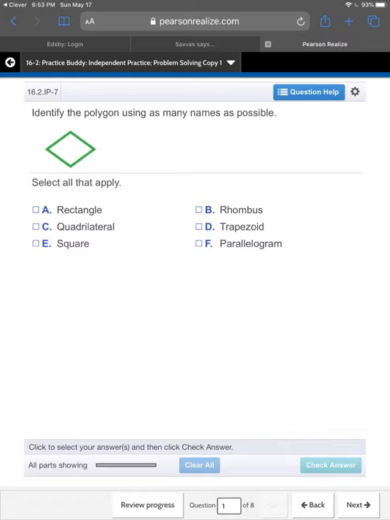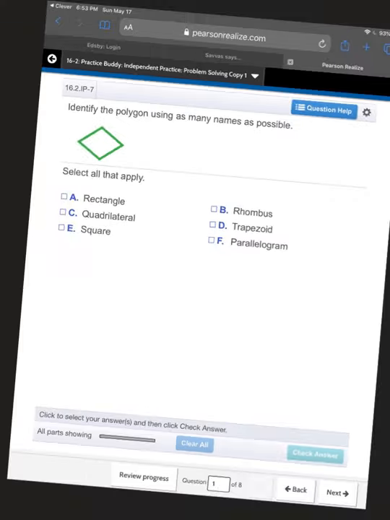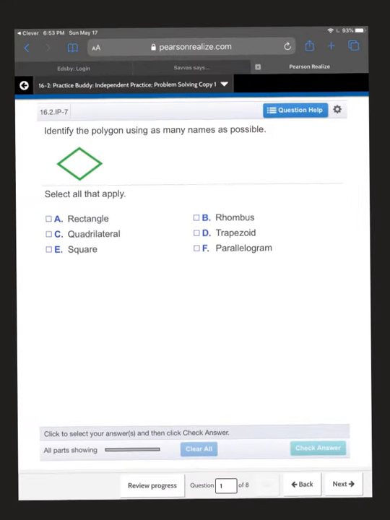So if we look at this first question, it says identify the polygon using as many names as possible. Okay. So we know that it has 4 sides. That's pretty obvious. So I'm going to go and mark quadrilateral. Okay. Super easy. That's one of the things.